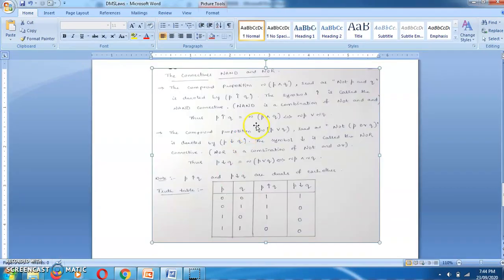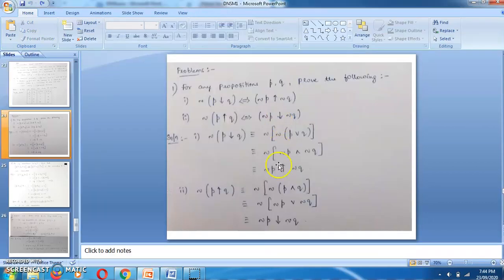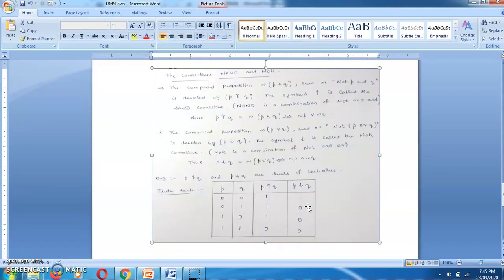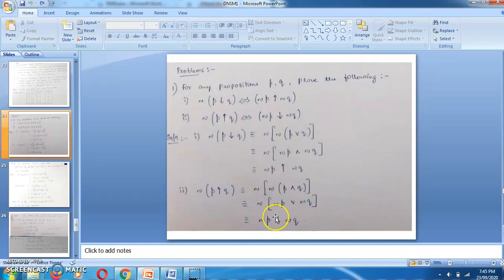Similarly, coming to the next, P NAND Q can be written as negation of P and Q. Next, it is equivalent to writing it as negation of P or negation of Q, again considering the negation of the whole thing as P or Q. This is in the form of negation of P or Q, so it can be written as negation P NOR negation Q. So in this way we can simplify the propositions.